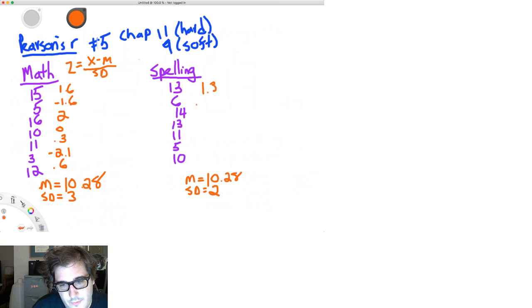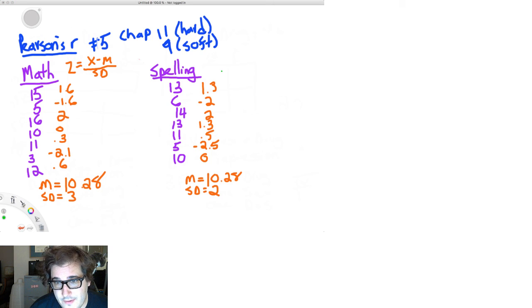6 minus 3 is 4. 4 divided by 2, that's going to be negative 2. 14 minus 10, 4 is a positive 2. 13 minus 10, 3. This is like 1.3. 11 minus 10 is 1 divided by 2. It's like 0.5. 5 minus this is like negative 2.5-ish. This is like 0. Okay, so again, loose on these numbers. These numbers will be given to you. Okay.